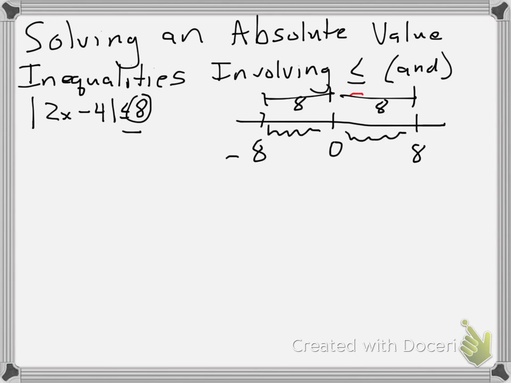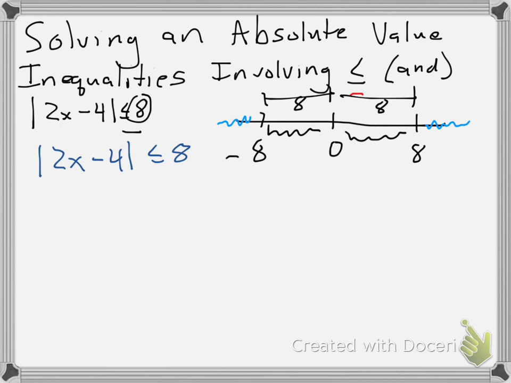If we had something that was greater than, just like we did in the last problem, we would be searching for something that was greater than the distance away from 0. But since we have less than, we're going to look at the ones that are inside the distance away from 0. Okay, so in order to do that, we're actually going to rewrite this in a nice blue color here. So we have our absolute value of 2x minus 4, which is less than or equal to 8.